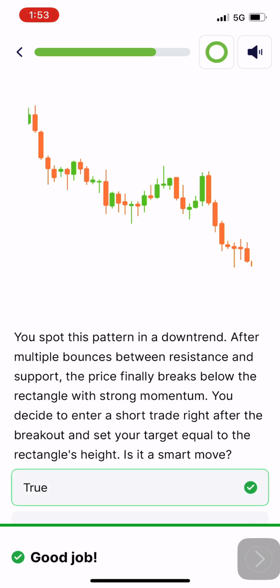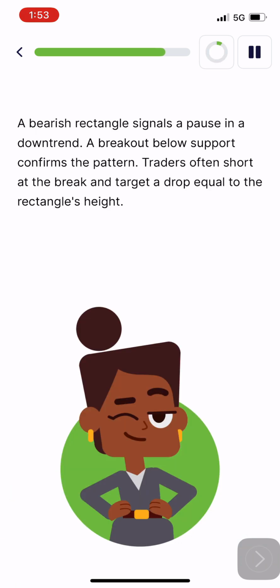A bearish rectangle signals a pause in a downtrend. A breakout below support confirms the pattern. Traders often short at the break and target a drop equal to the rectangle's height.